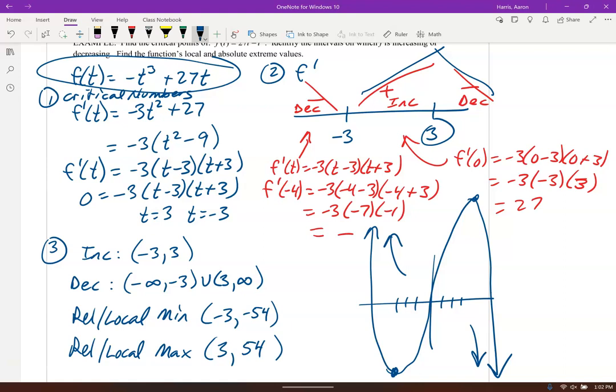Okay. So since it's going way up to the left and way down to the right, there's no absolute maximum or minimum. There is no highest point and there is no lowest point. So these are only a local minimum and a local or relative maximum.